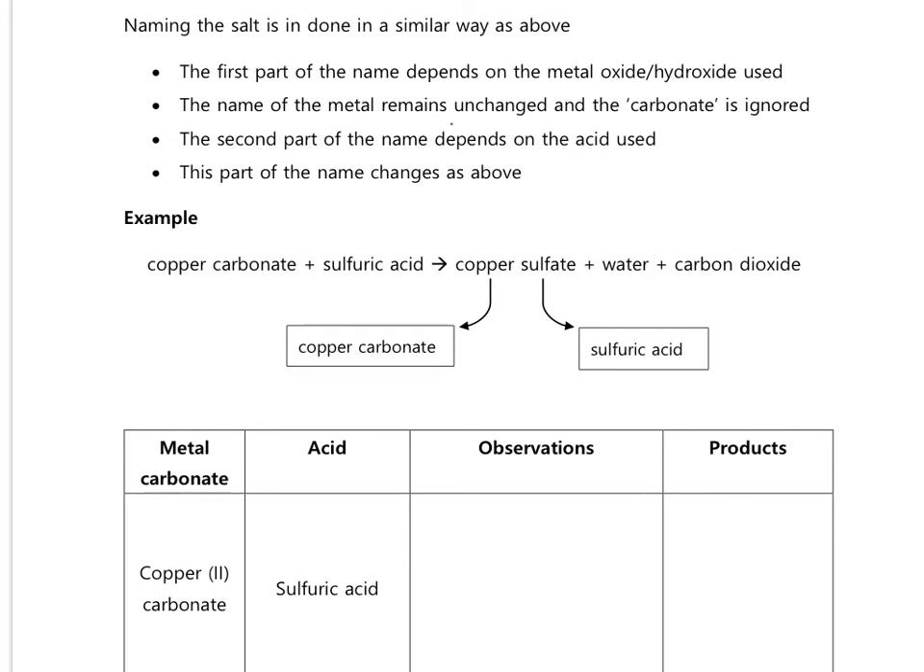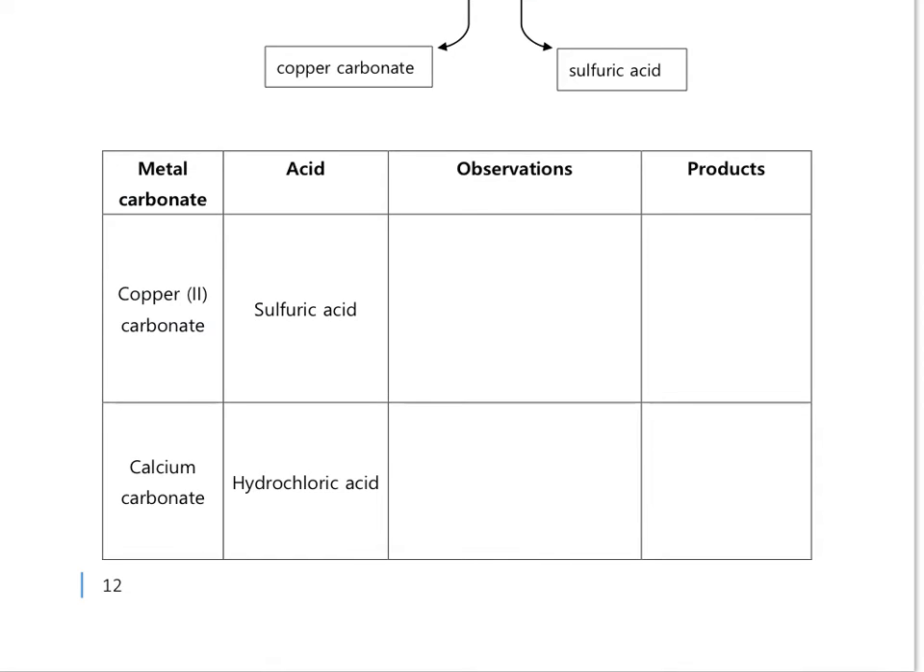So you can see again we name our salt in exactly the same way as with the metal oxides and hydroxides. So the first part of the name comes from the metal, and so we looked in this case to see that it's copper, and so I write down copper and I just ignore the fact that it is carbonate. Then when I'm naming the second part of my salt, I'm looking at my acid, sulfuric acid, and so I change my ending to sulfate. So my salt in this case is copper sulfate. Let's have a look at some examples, and I will show you the reaction of these in school next week.